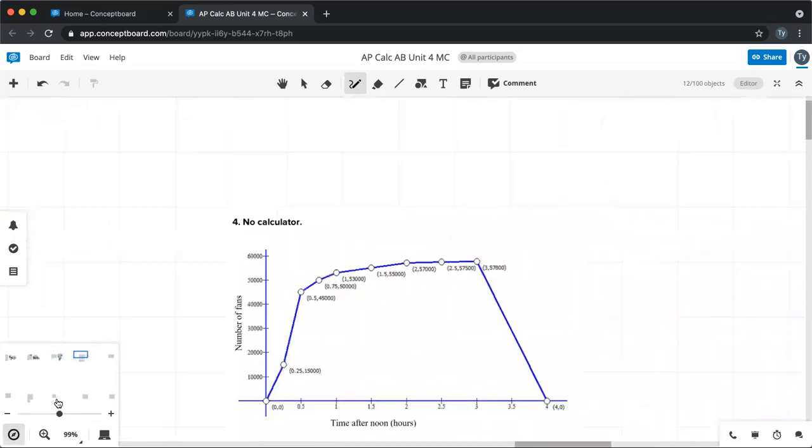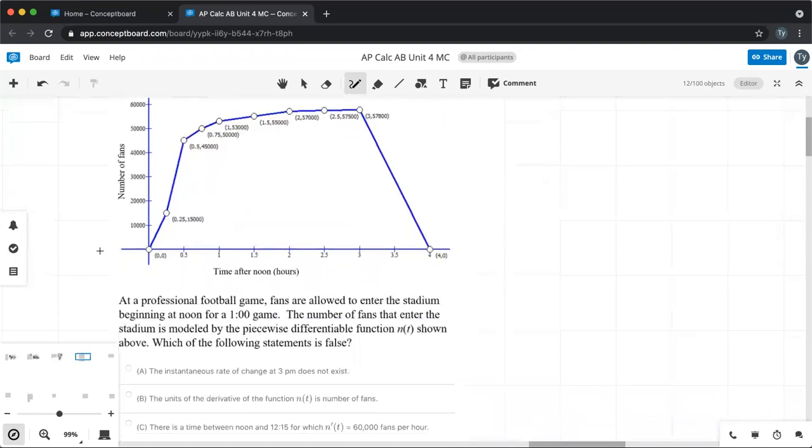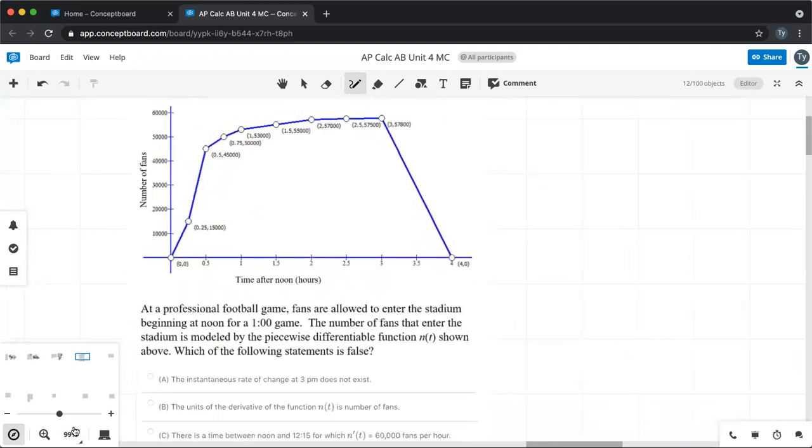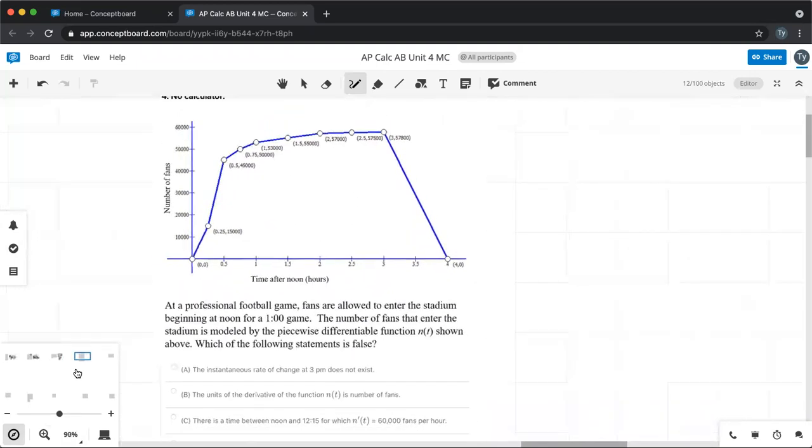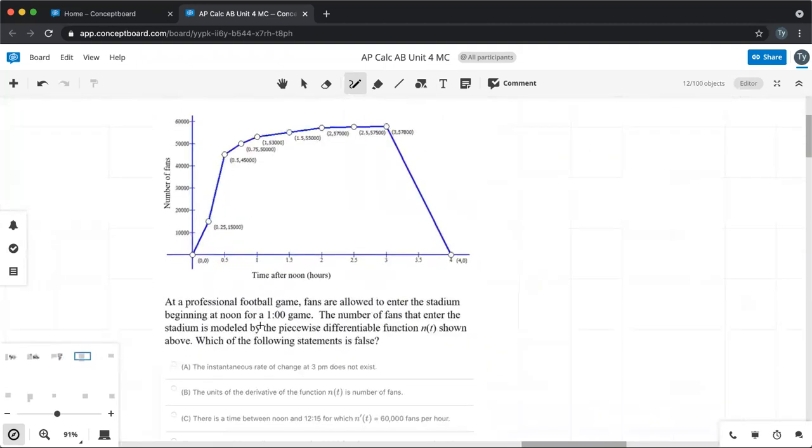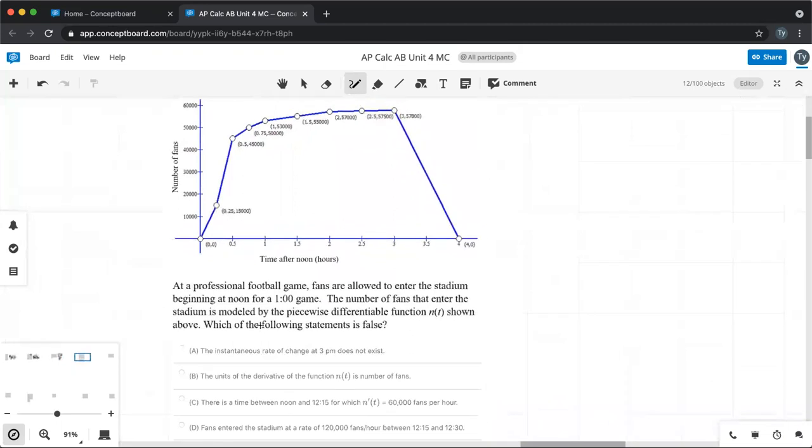Moving on. Okay, so let me zoom out a little bit. That's too much. All right, that's probably fine.